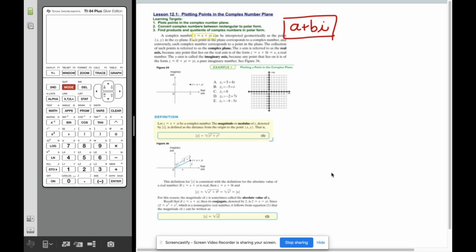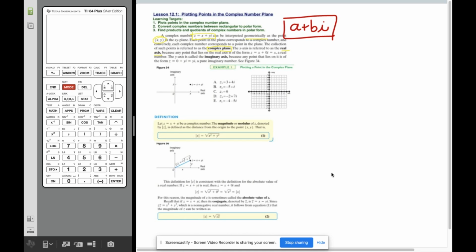That number can be interpreted geometrically, which means we can graph it on an xy axis. Each point corresponds to a certain complex number, and every complex number corresponds to a point. So we call this the complex plane. The x-axis is the real axis, the a or x-axis, and the y-axis is therefore the imaginary axis.